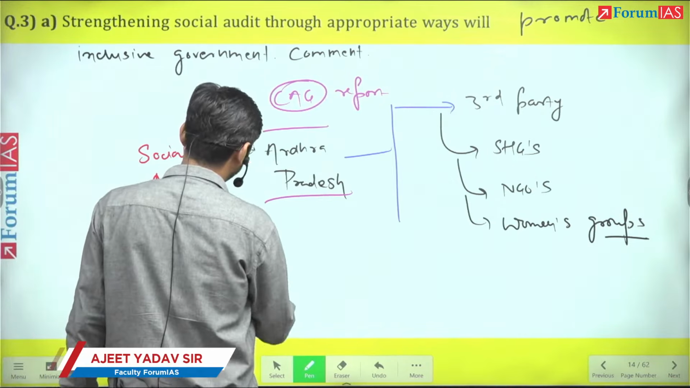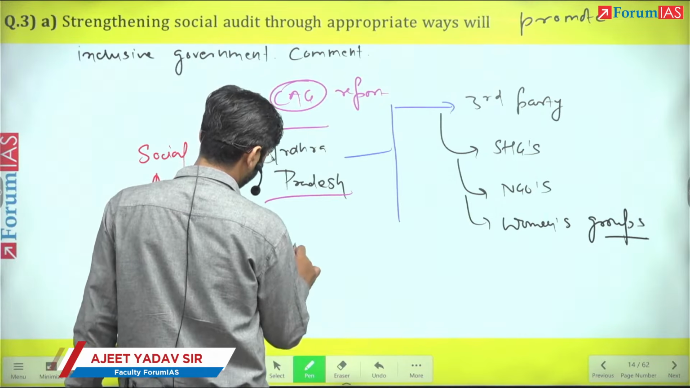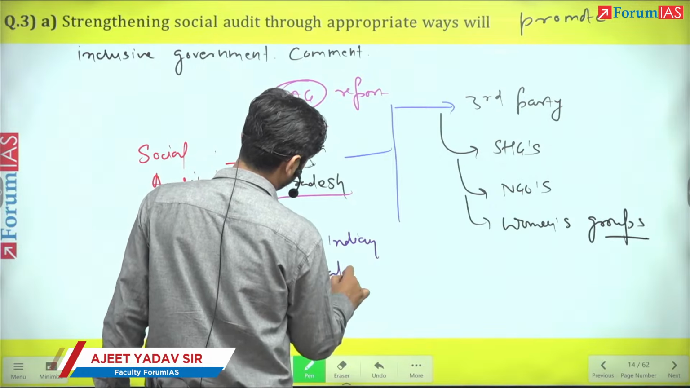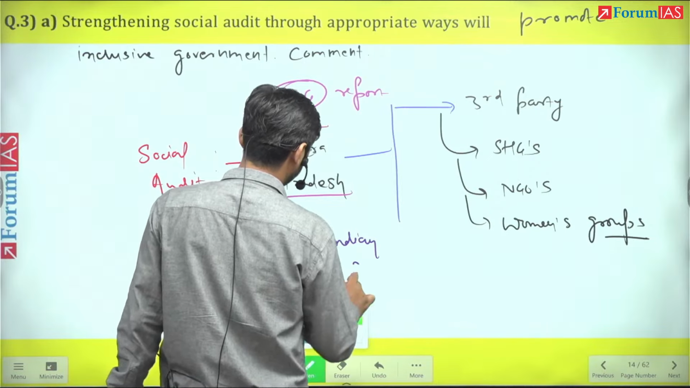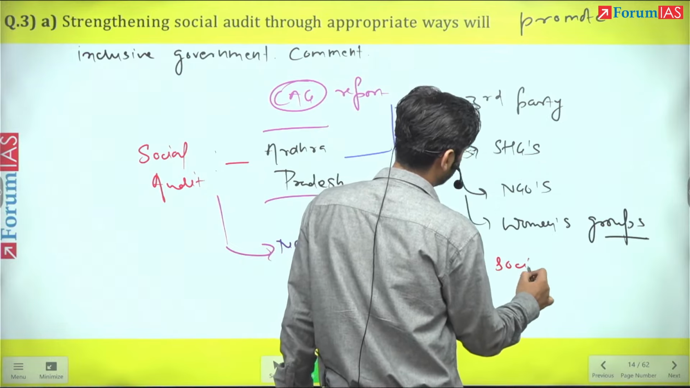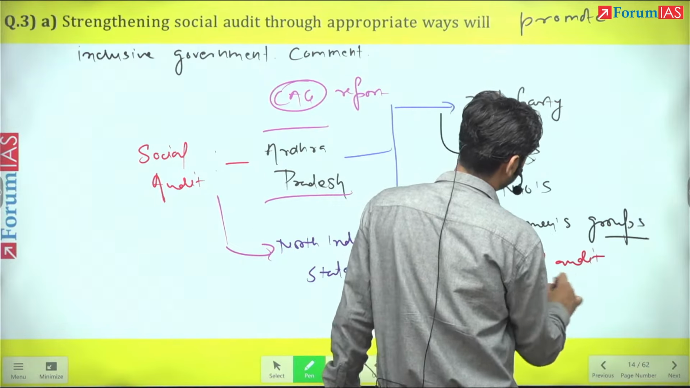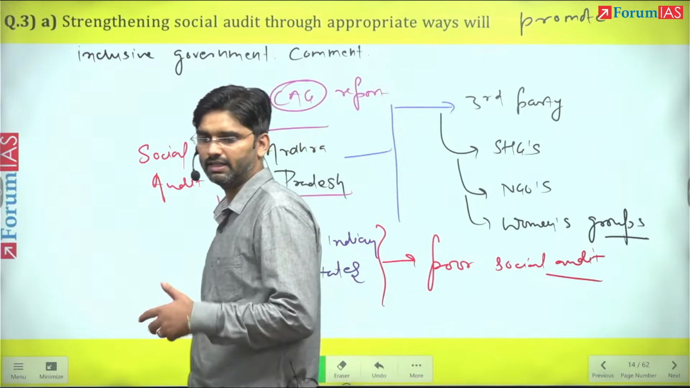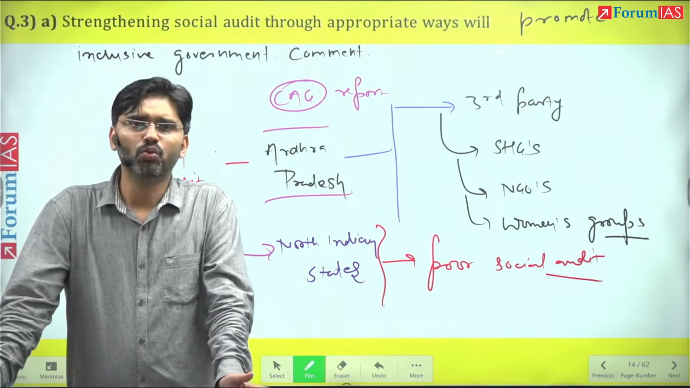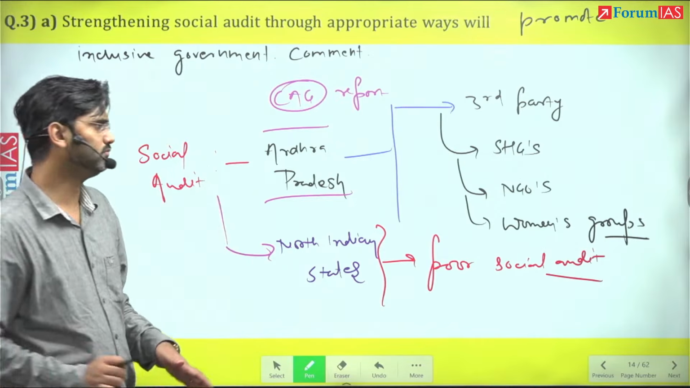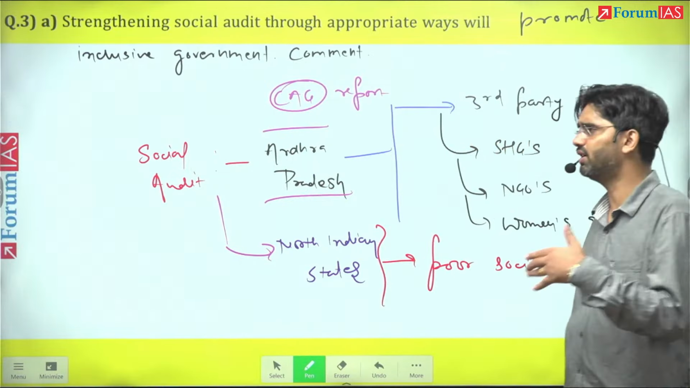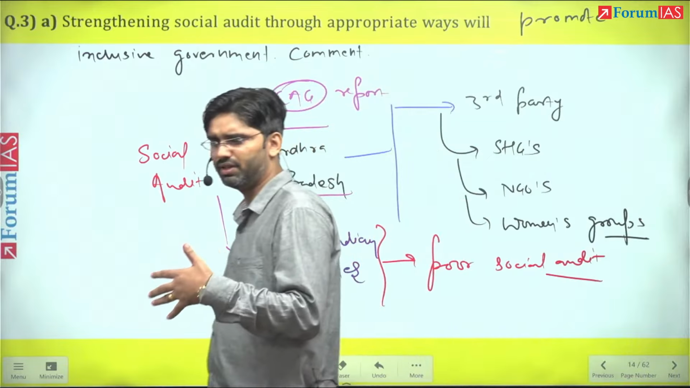Take the case of North Indian states. The case of North Indian states: poor social audit. And obviously, if the accountability itself is suffering, then you can assume the level of implementation, the issues in implementation which is happening.